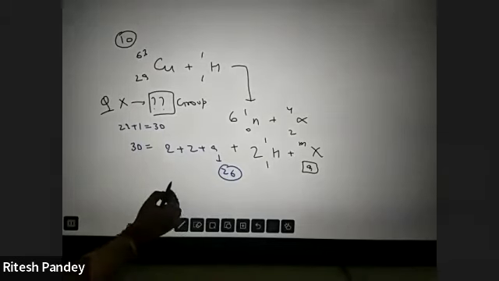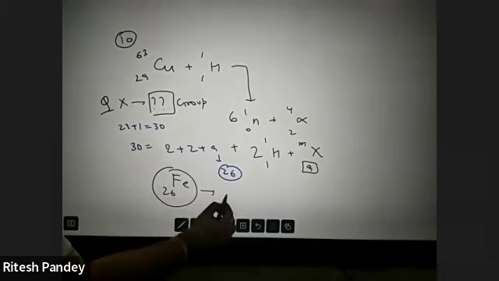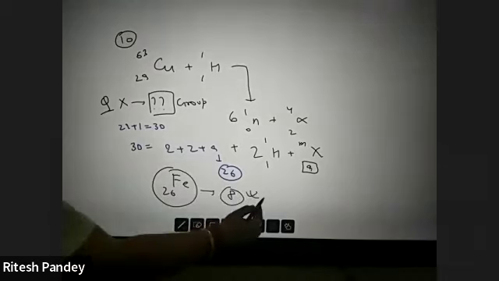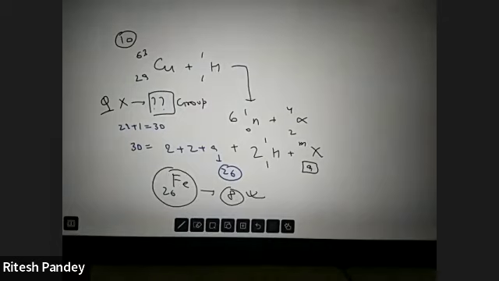26 I know is iron. So this X has to be iron, and iron belongs to group 8. It sounds good. Are you all happy with question 10? Yes, sir.